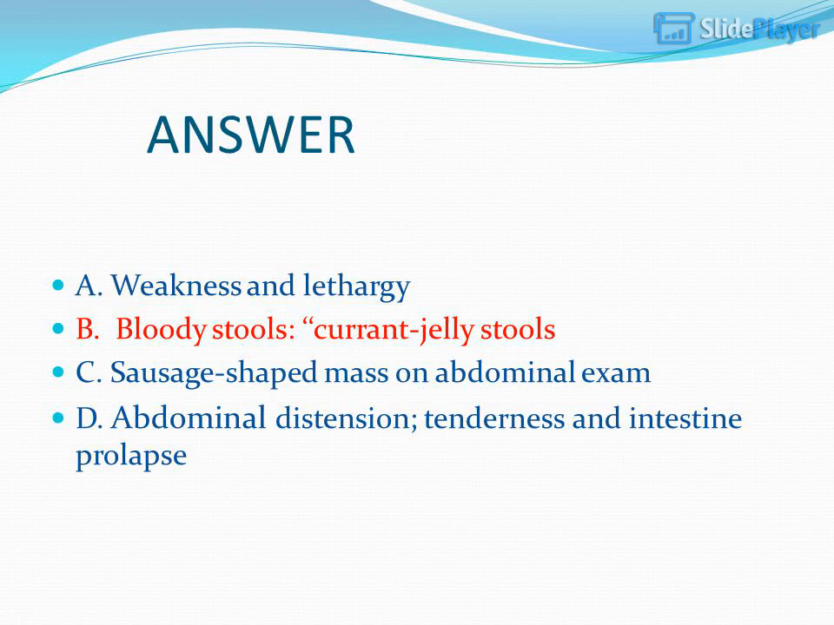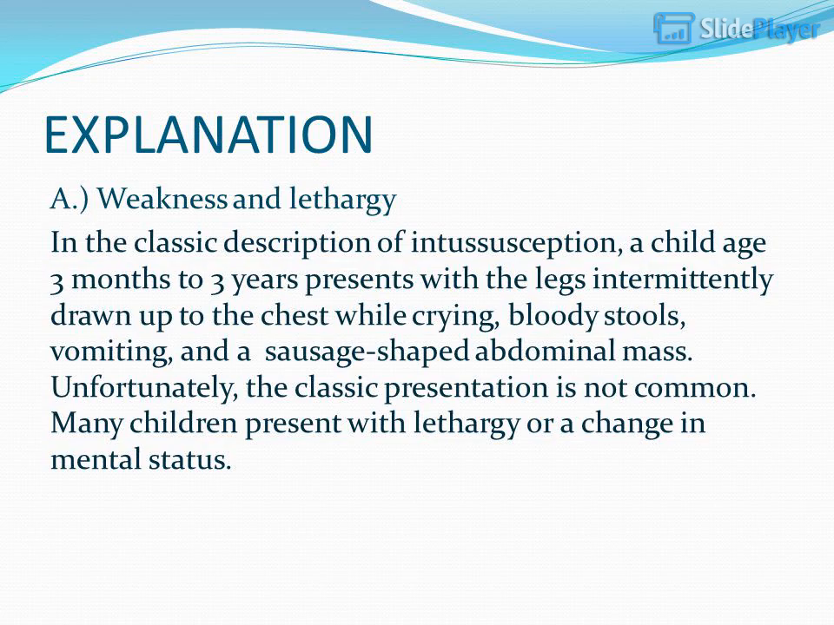Answer: A. Weakness and lethargy. Explanation. A. Weakness and lethargy. In the classic description of intussusception, a child aged 3 months to 3 years presents with the legs intermittently drawn up to the chest while crying, bloody stools, vomiting, and a sausage-shaped abdominal mass.